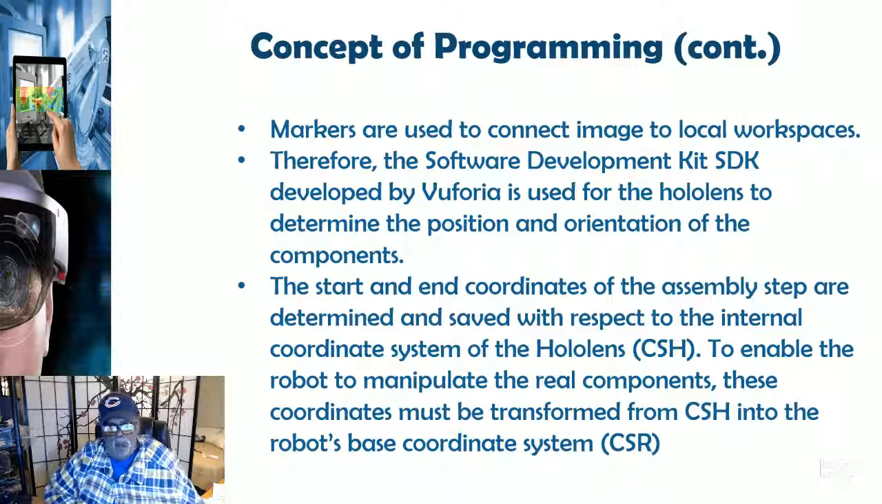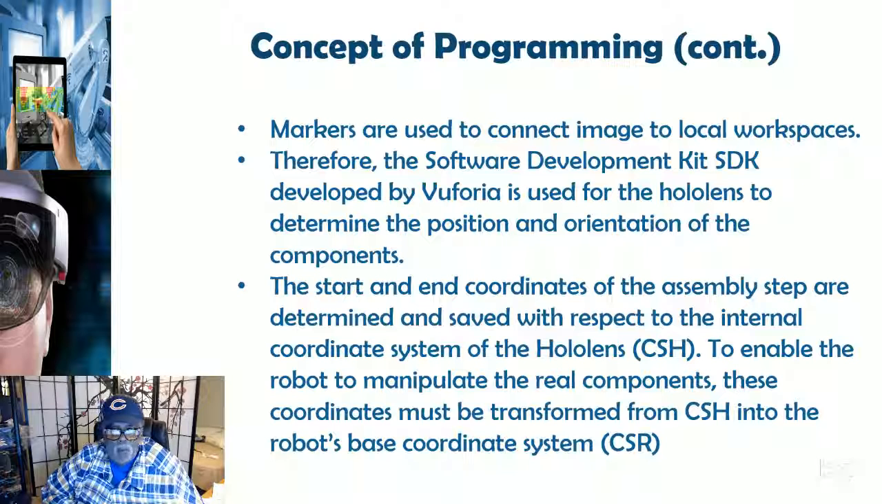Concepts of programming also use markers to connect images to local workspaces, in essence, some representation of a point in space. Therefore, a software development kit, such as the SDK by Vuforia, is used for the HoloLens to determine the position and orientation of the component. The start and end coordinates of the assembly steps are determined and saved with respect to the internal coordinate systems of the HoloLens. Those systems are called CSH.